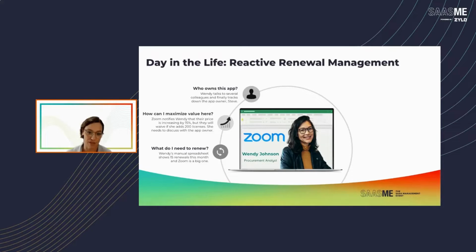Now, Wendy does not have this in her spreadsheet. So she spends a lot of time trying to track down who the application owner is, talks to a handful of folks. She finally finds him. It's Steve, her colleague who owns the Zoom application.